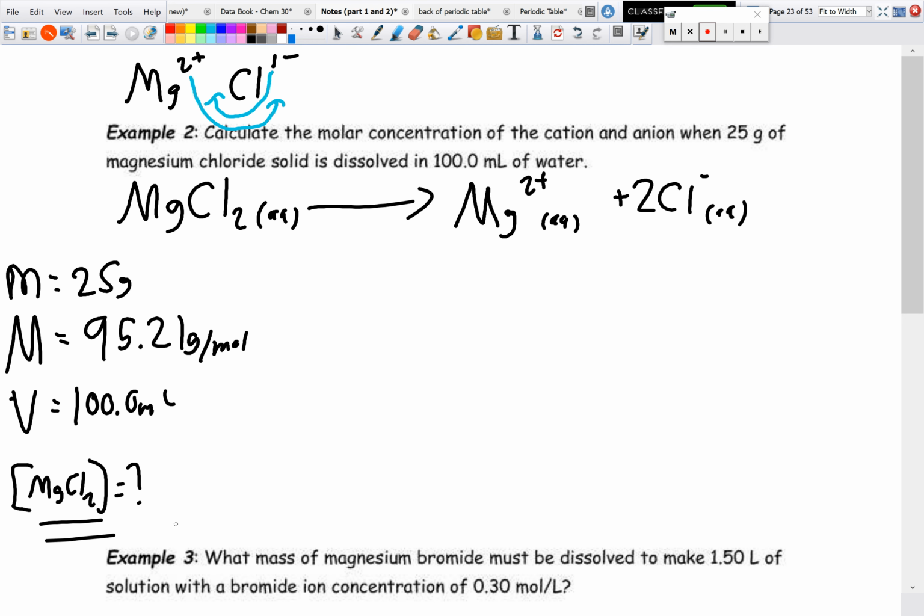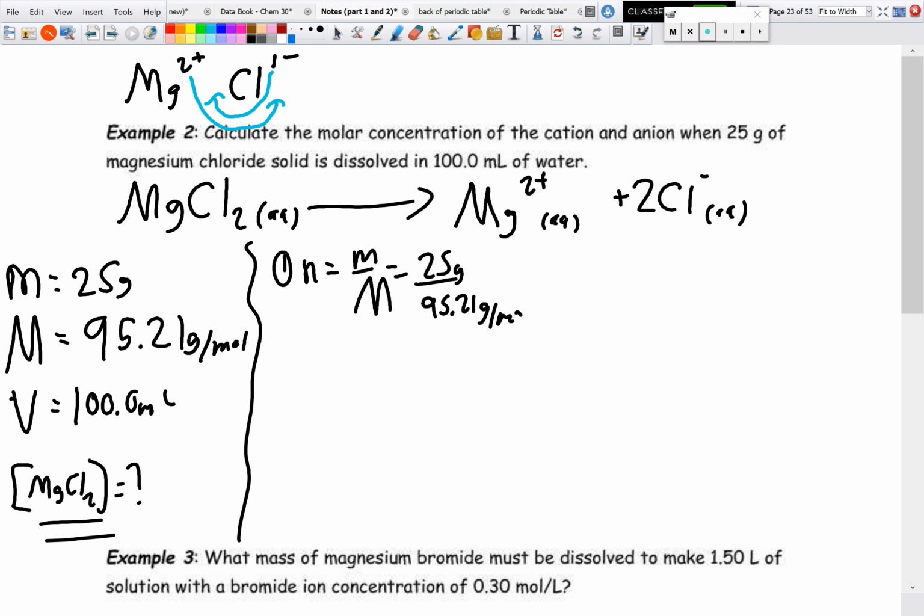So we've actually looked at solving problems like this, and hopefully you kept up with the practice of the concentration stuff in order to solve. So we are going to find concentration. Remember, that is a two-step process when we're given mass. Step 1, number of moles is equal to mass over molar mass. We have our 25 grams divided by our 95.21 grams per mole, and we're left with 0.26257746 moles.